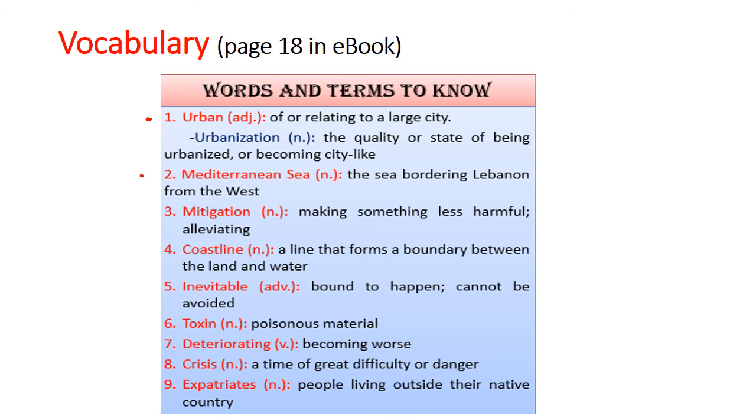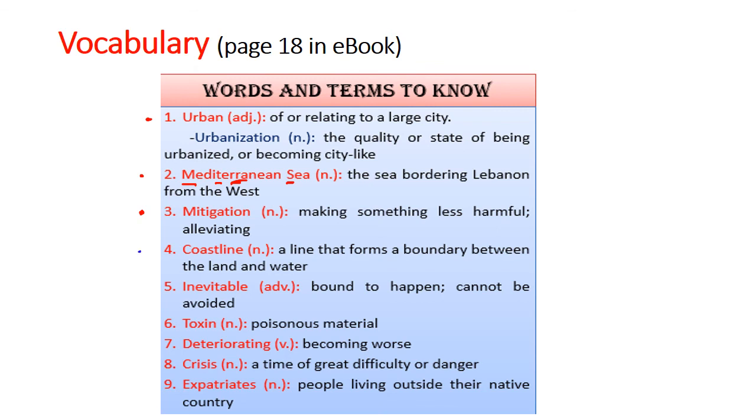Mediterranean Sea. The Mediterranean Sea is a sea bordering Lebanon from the west. Okay. Remember, we write it with one T and two R's. And both the M and the S, Mediterranean Sea, need to be capitalized. Word number 3, mitigation: making something less harmful, alleviating. On the box of the Panadol, they say it alleviates headaches, makes them better, or less severe. When you clean the coast every month or so, you are mitigating the problem, alleviating it.